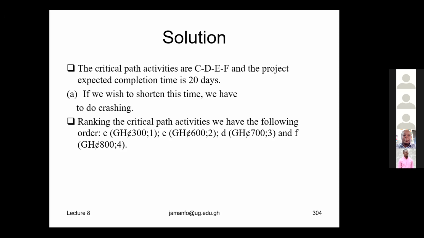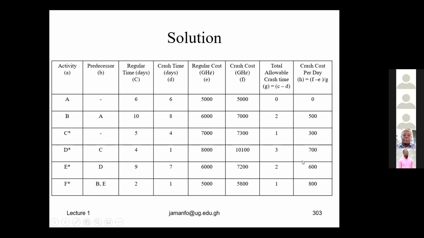Let me quickly do this. What is sent is not clear. We have calculated the crash cost per day for all the activities. We've done the network diagram and we have identified the activities with asterisks by them as our critical activities. When we are crashing, the rule says that we should focus on critical activities. And here, I've not just said the rules, I've explained to you why we need to focus on the critical activities. I think up to that point, it is well explained.